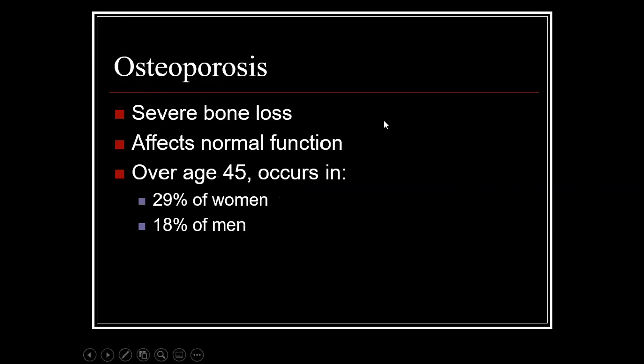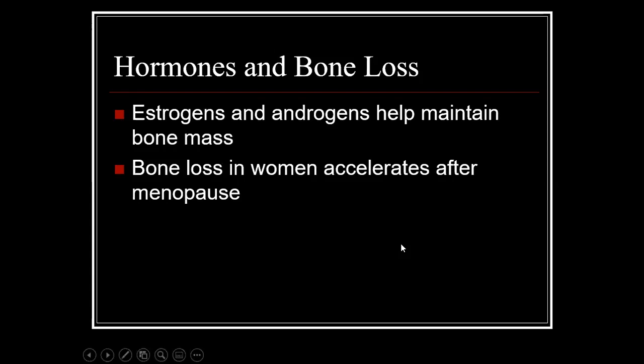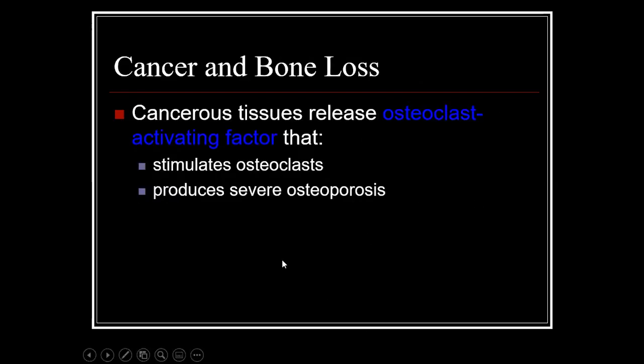Osteoporosis is severe bone loss. Over the age of 45 it occurs in 29% of women and 18% of men. Men is probably a dietary thing. Our estrogens and androgens help maintain bone mass, but bone loss in women accelerates after menopause because we don't really produce so much of the estrogens anymore. We also have a hormone that apparently is not estrogen that leaches calcium from our bones, and I don't know which one it is.